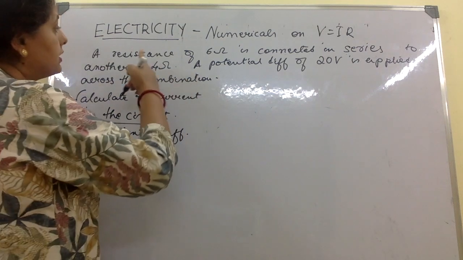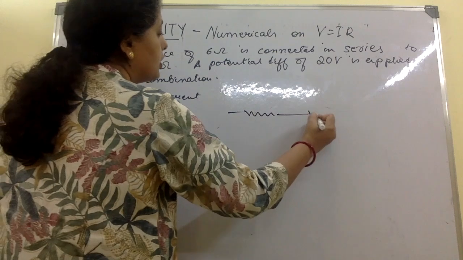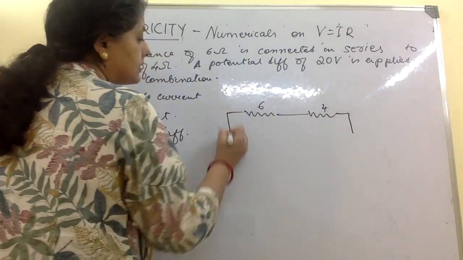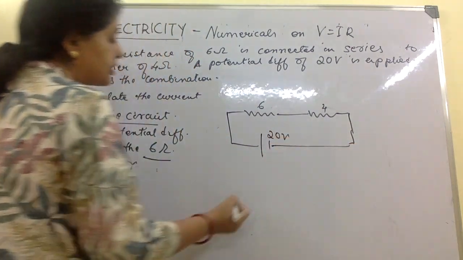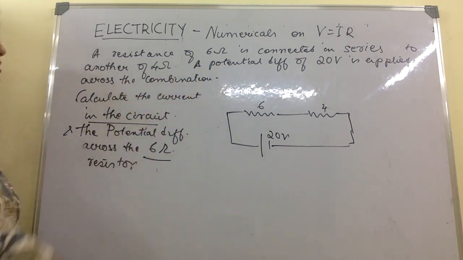So here there is a resistance of 6 ohms connected with another resistance of 4 ohms. Okay, 6 ohms and 4 ohms. And this is connected to a 20 volts. Okay, the potential difference is 20 volts. Okay, potential difference of 20 volts is across the combination.